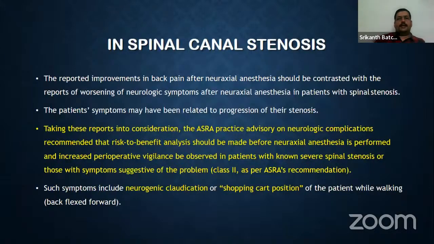So in spinal canal stenosis, the reported improvements in back pain after neuraxial anesthesia, if there is a pre-existing back pain, there are some studies which say actually giving neuraxial anesthesia will help to improve their back pain, should be contrasted with the reports of worsening of neurological symptoms after neuraxial anesthesia in patients with spinal stenosis.